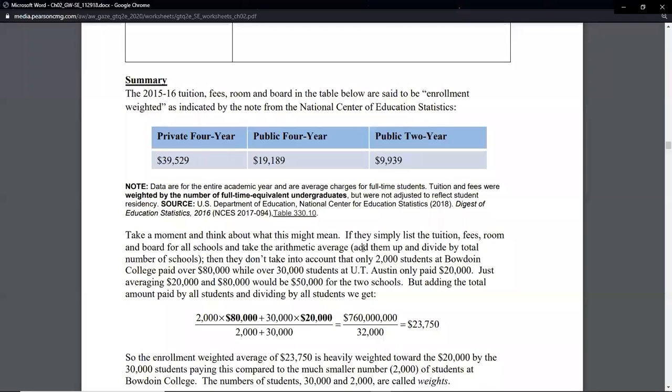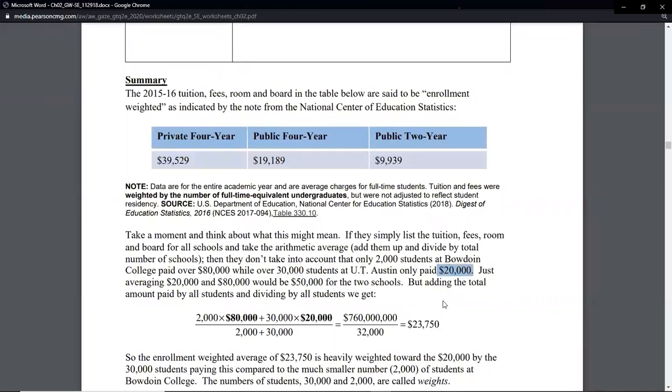And they say, take a moment to think about what this might mean. If they simply list tuition, fees, room and board for all schools and take the arithmetic average, which means add them up and divide by the total number of schools, they don't take into account the fact that there's only 2,000 students at Bowdoin, I don't know how to pronounce that. This has been at least 3 semesters of laughing at that. And they were paying 80,000, while some other school had 30,000 students, which was like 15 times as many, and they were only paying 20,000.